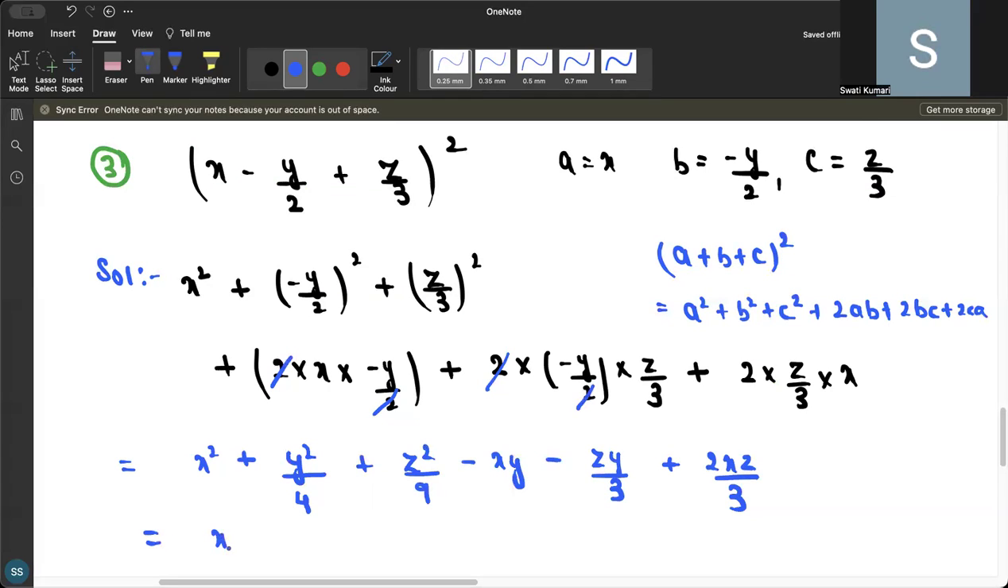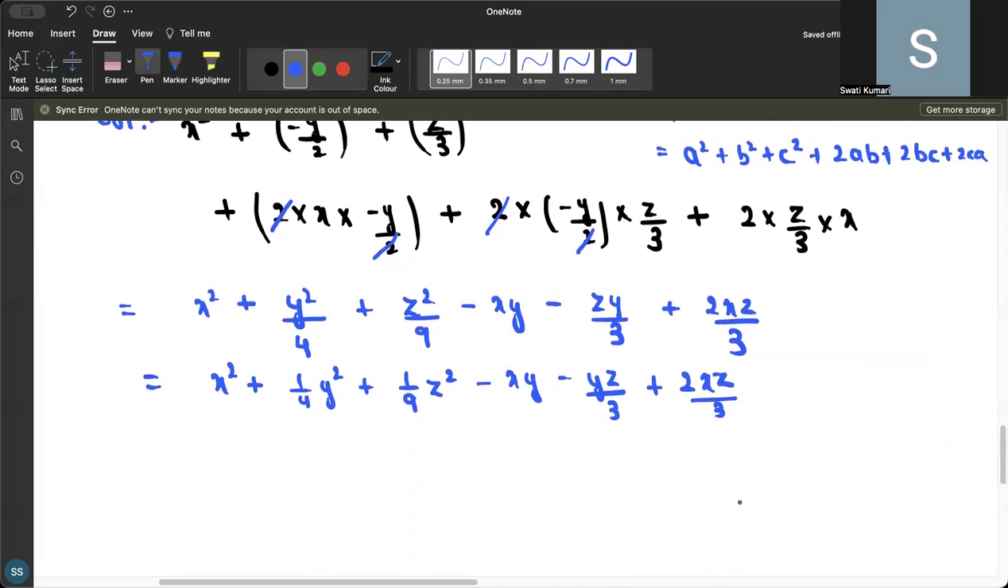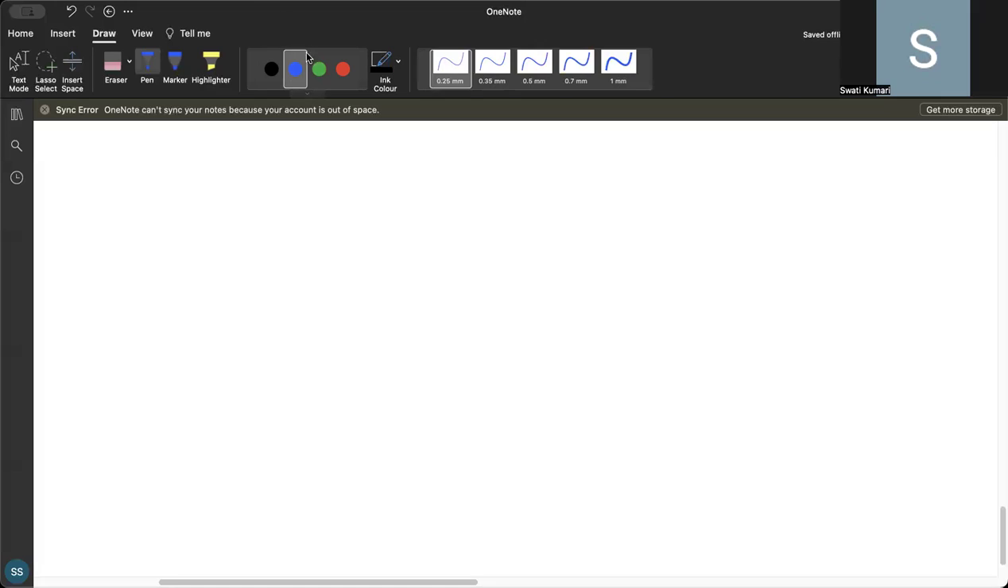If you want, you can also write this as x square plus 1 upon 4 y square plus 1 by 9 z square minus xy, using alphabetical order, minus yz by 3 plus 2xz by 3. This is also one way, but the earlier form is completely fine. And that's the answer. And we're done. Let's go to the next question, question number 4.